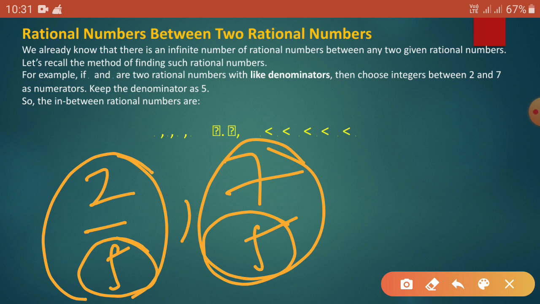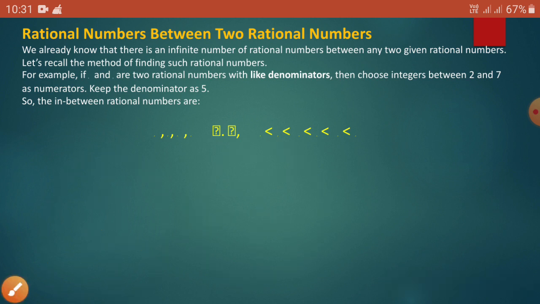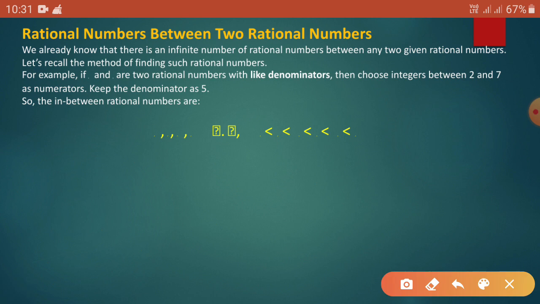At first we are finding the rational numbers between two rational numbers with like denominators. So here, read the question. We already know that there are infinitely many rational numbers between any two given rational numbers. Already in the previous slide we learned how to find a rational number between two given rational numbers. So we can find infinitely many rational numbers in between given two rational numbers.